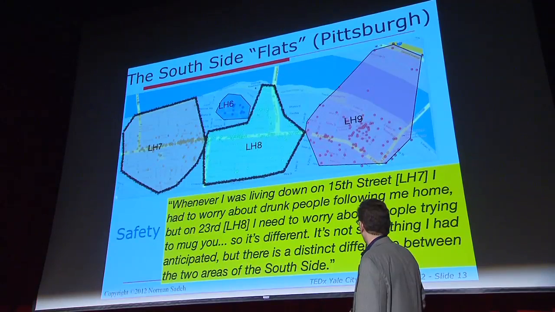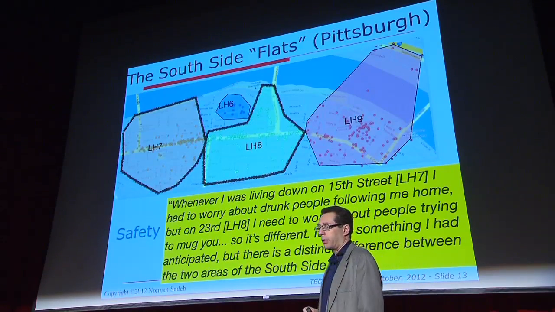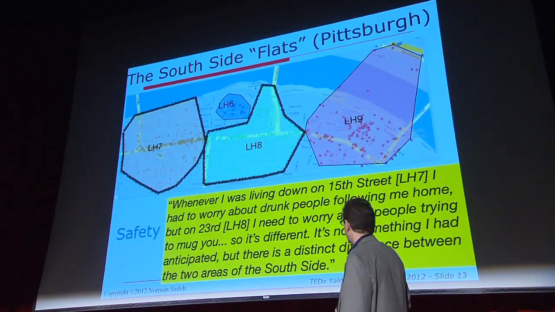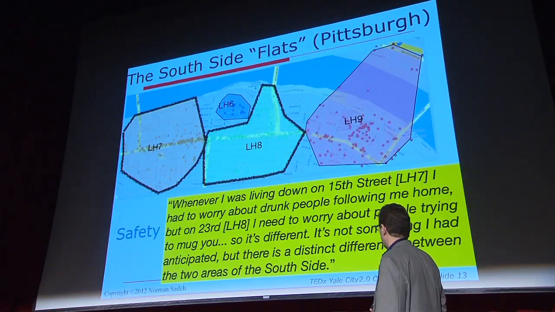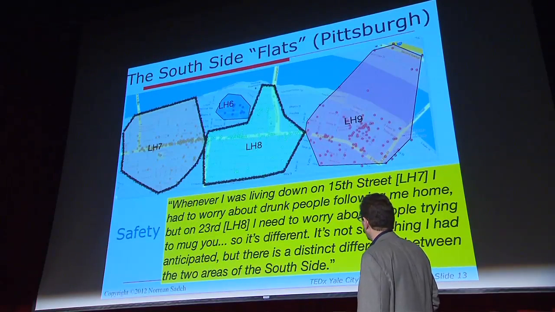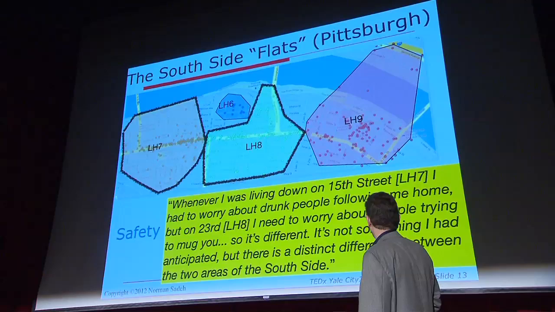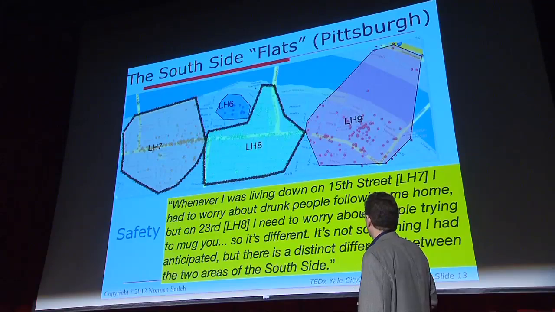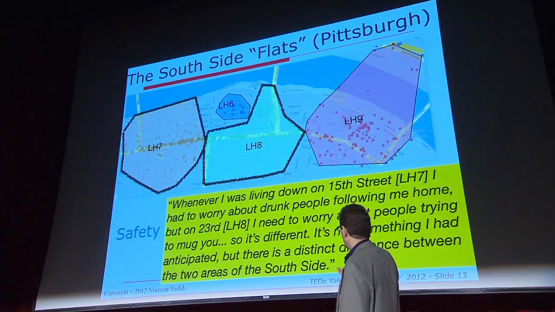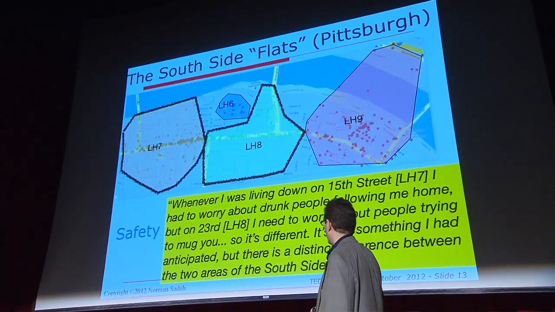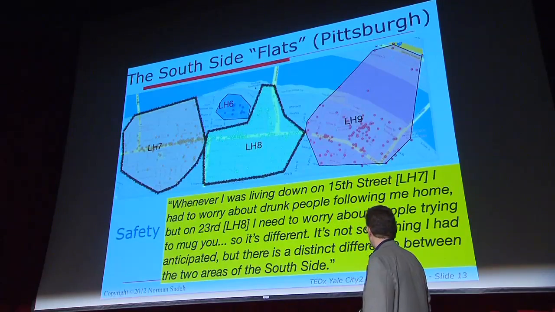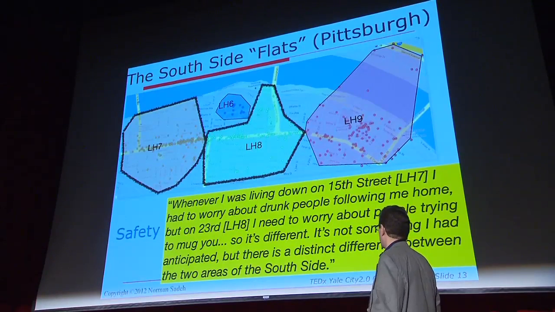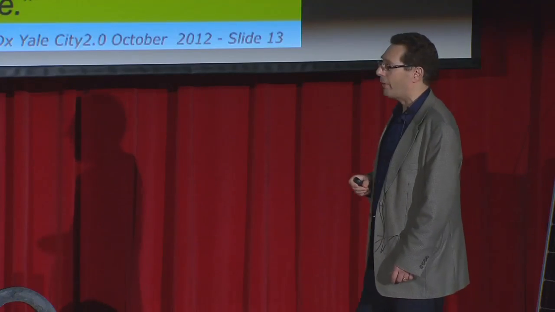"Whenever I was living down on 15th Street," and obviously there are grammatical errors here, these are real quotes, right? "Whenever I was living down on 15th Street in LH7, I had to worry about drunk people following me home." This is an area with lots of bars. This is where you see all these dots. "But on 23rd Street, I need to worry about people trying to mug you. So it's different. It's not something I had anticipated, but there is a distinct difference between these two areas."